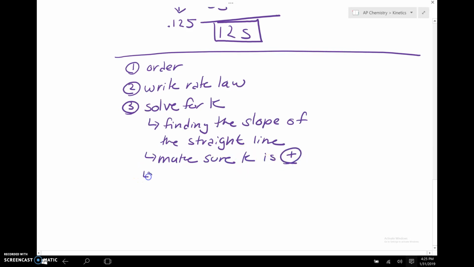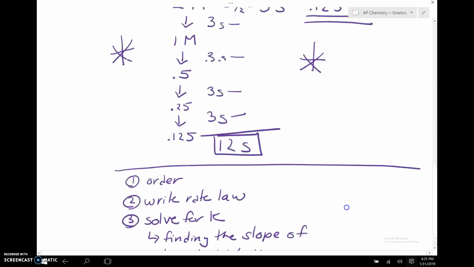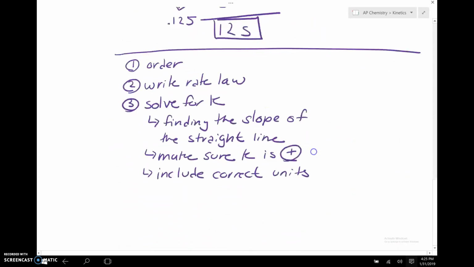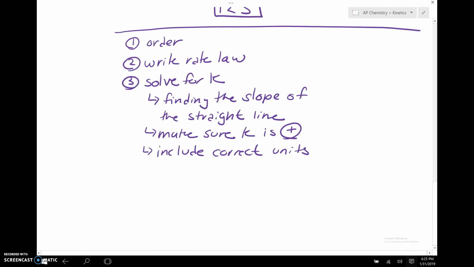And then also include the correct units, which you can solve for if that's easy for you, or you can memorize it from right here. All right, cool. Include correct units, solve for K.